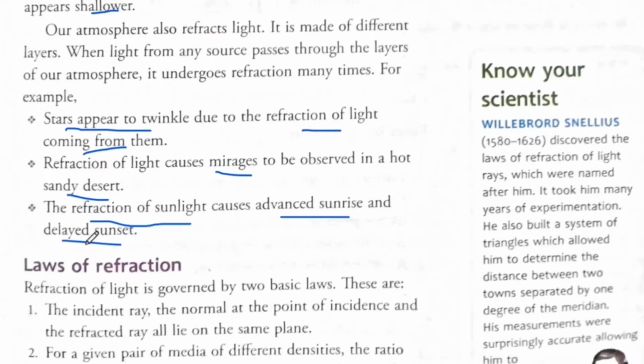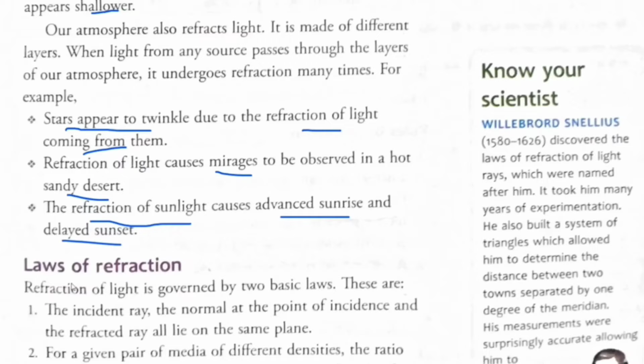And the same thing happens, students, at sunset. When the sun actually goes off from our horizon, we can still see the sun in our horizon, because the ray of light that comes from the sun, after several deviations, we can see following the straight path of that deviated sunlight, and we can see the sun in our horizon. So this refraction of light causes delayed sunset.